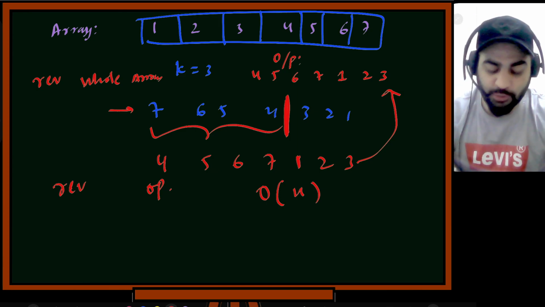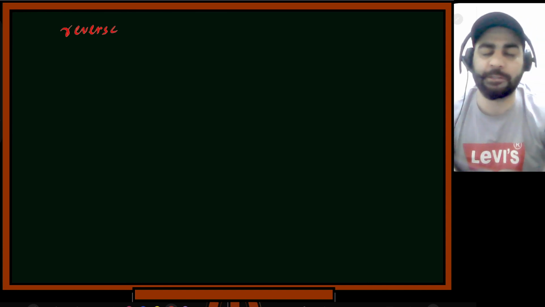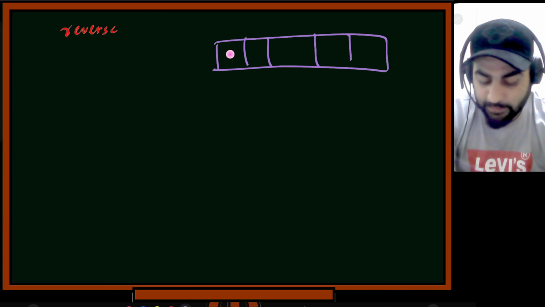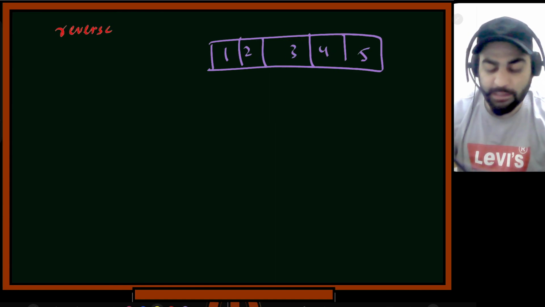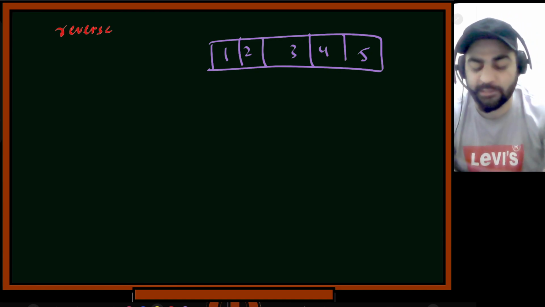We'll see. So how to reverse now? The question is how to reverse. Let's also compute the algorithm for reverse. Let's suppose we have an array like this 1, 2, 3, 4, 5. If you want to reverse the elements, tell me an approach. I think I'll start with Asra. Asra, tell me an approach how to reverse an array.